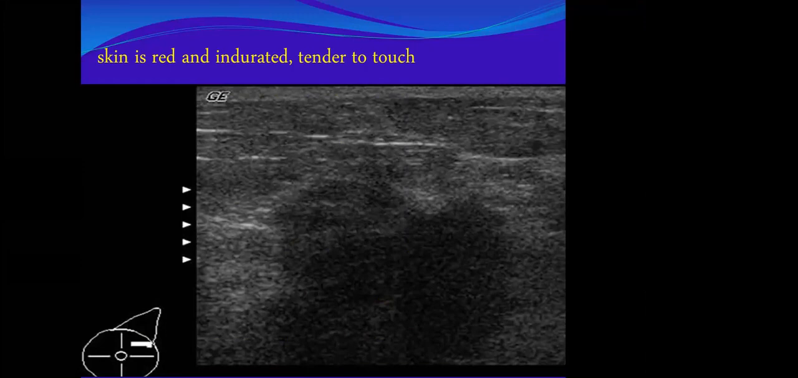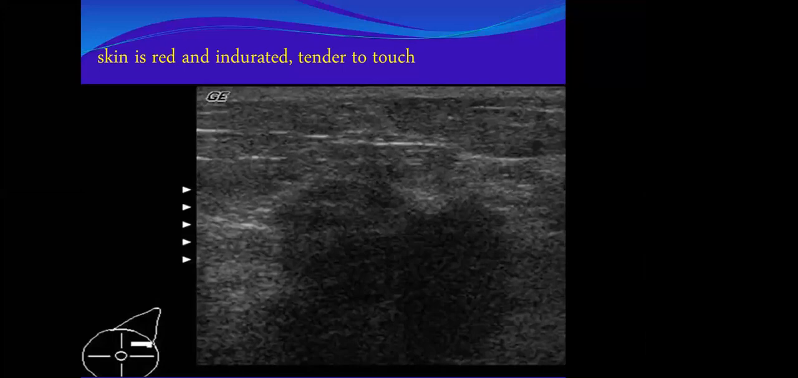So from the history, this clinical picture might give an impression of carcinoma, because the skin is red and tender. Tender to touch, red and indurated is a sign of inflammation. So that is why I said it might be.